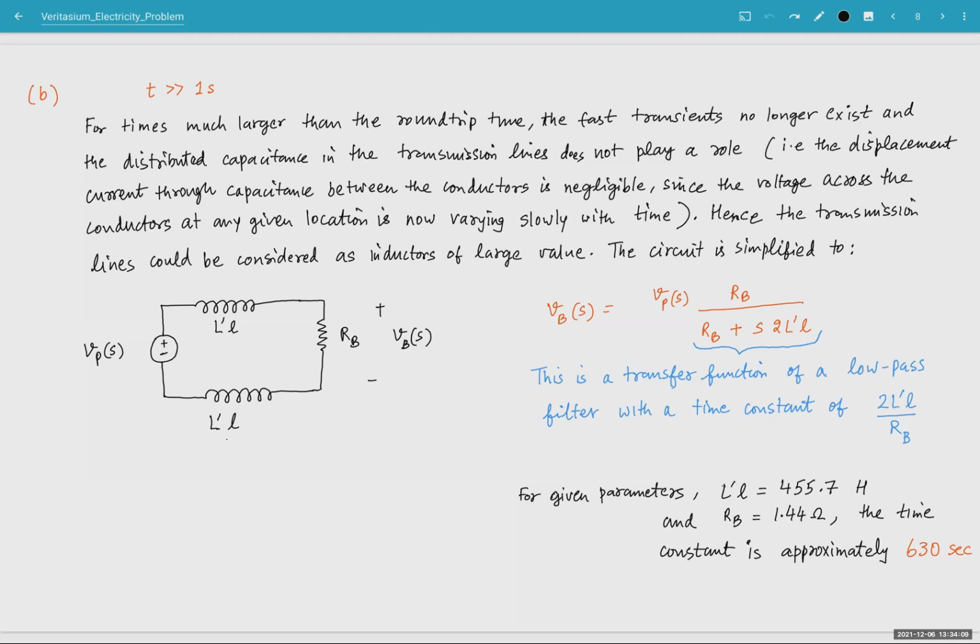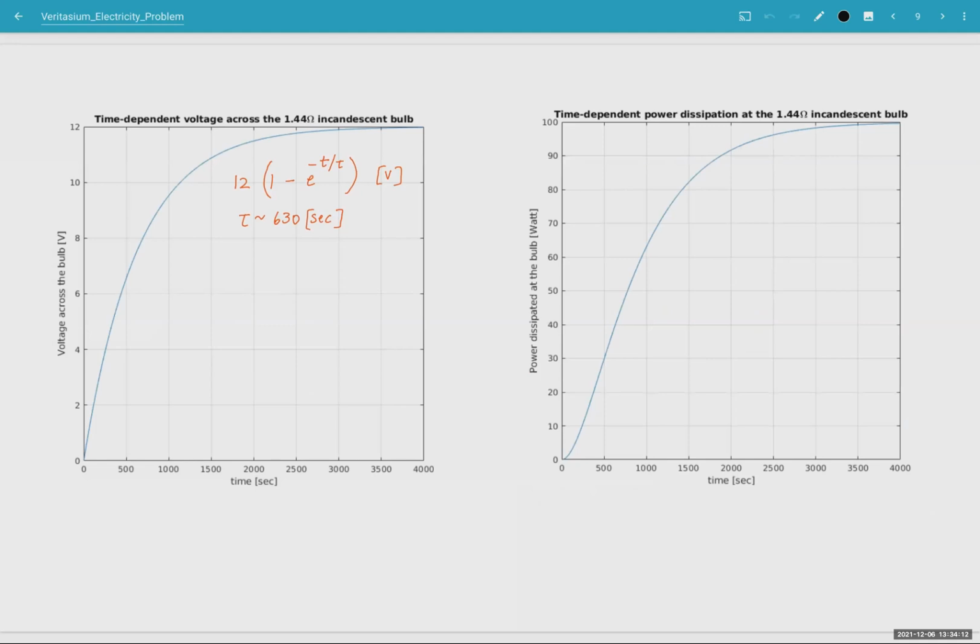And so let's continue solving this circuit for much longer time scales. And exactly that's what we see. The initial power dissipation in the bulb was about 62 microwatt. It gradually rises, and as you can see, it eventually rises to 100 watt because it's a 100 watt bulb. The entire 12 volts appears across the bulb, but that's after a much longer time. In about 630 seconds, about 67% of the total voltage appears across the bulb.